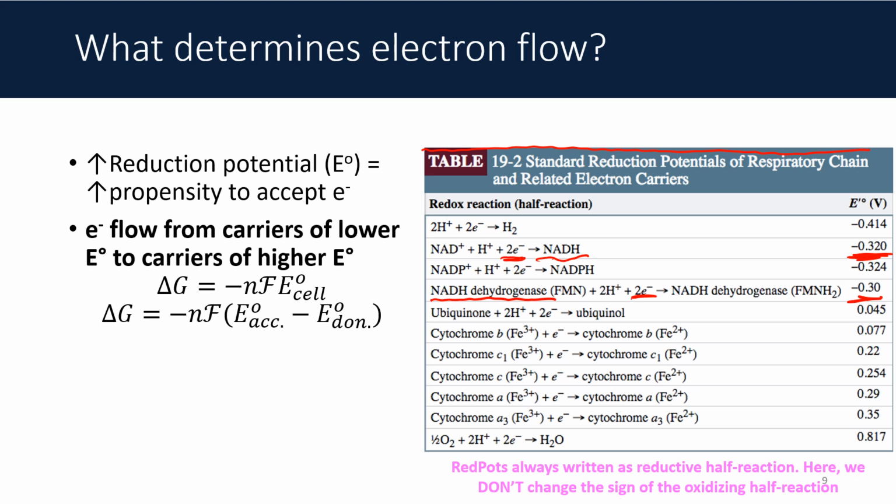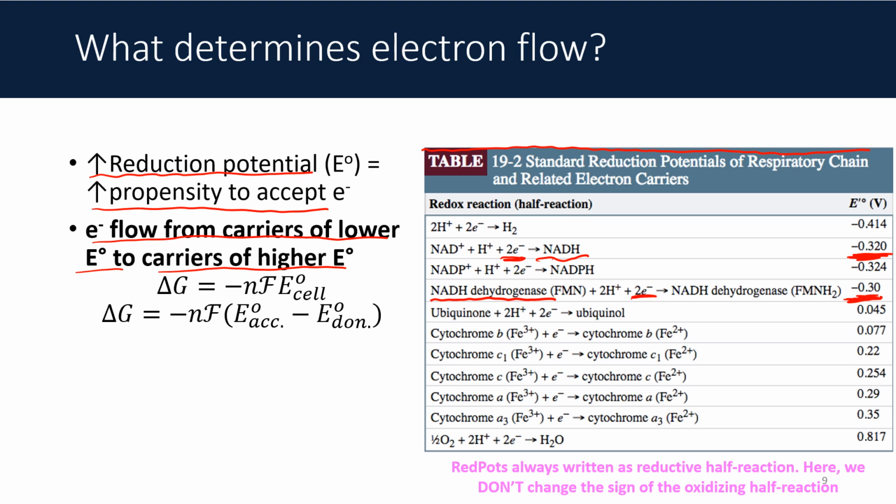The important thing, though, is that negative 0.3 is a bigger number than negative 0.32. And what this table is trying to describe is that the greater the reduction potential, the greater the propensity of that species to accept those electrons. Electrons are going to flow from carriers of lower E value to carriers with a higher E value or potential.